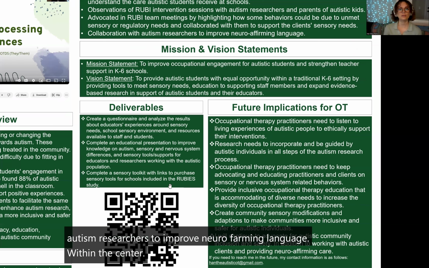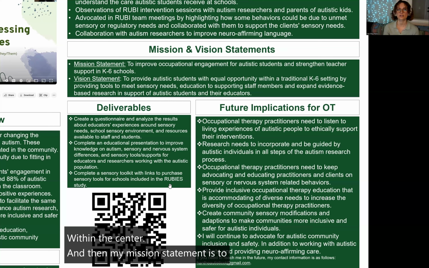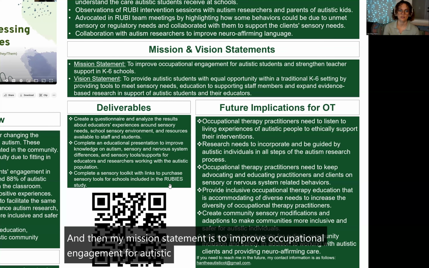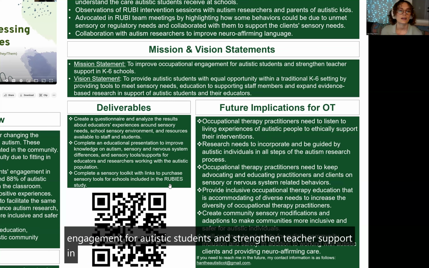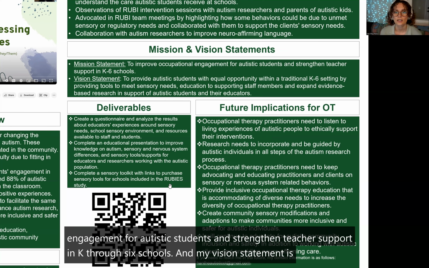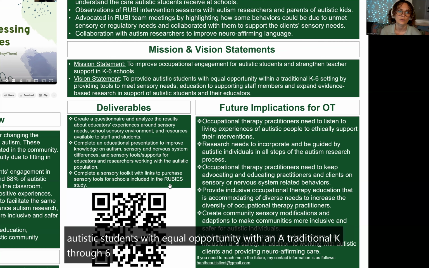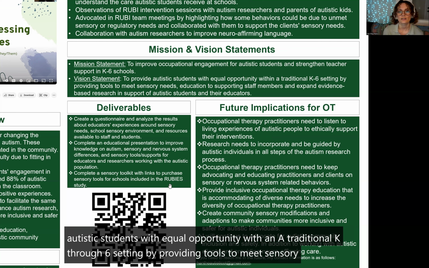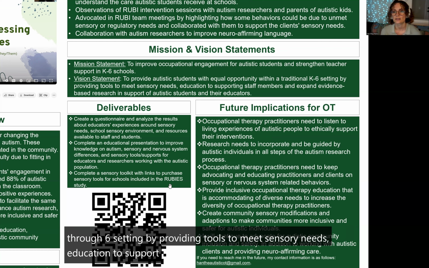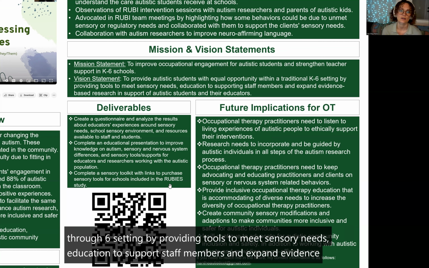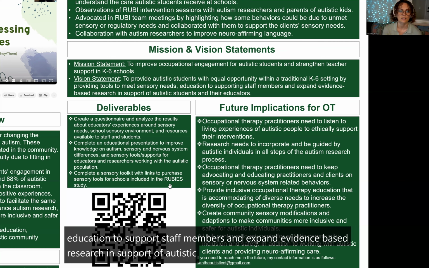And then my mission statement is to improve occupational engagement for autistic students and strengthen teacher support in K through 6 schools. And my vision statement is to provide autistic students with equal opportunity within a traditional K through 6 setting by providing tools to meet sensory needs, education to support staff members, and expand evidence-based research in support of autistic students and their educators.